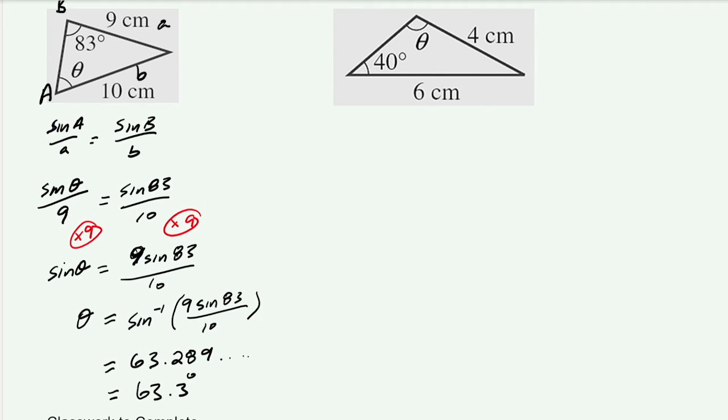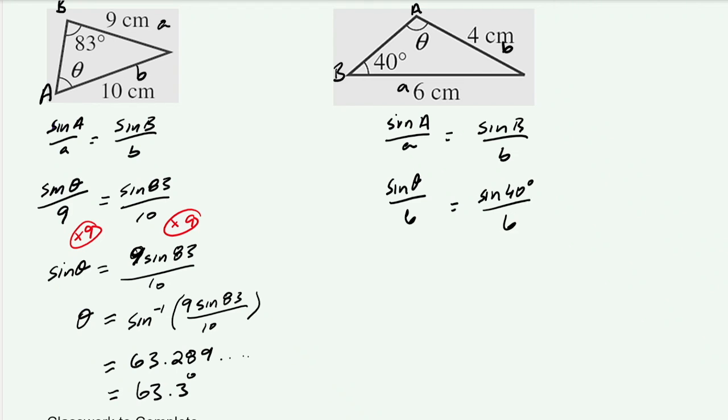I'm going to finish off with this last one. Start in the same place. So sine of A over A equals the sine of B over B. Let's label some corners, so I'm going to make that A and A, B and B. You can use C if you really wanted to, doesn't really affect it. This is just the easiest way to do it. So we're going to have sine of theta over 6 equals sine of 40 over, that should have been a 4.